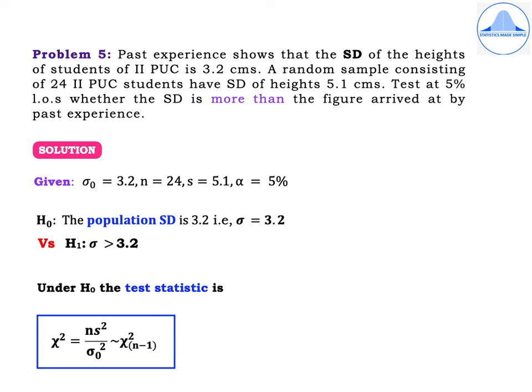H naught will be the population standard deviation is 3.2. That is, sigma is equal to 3.2 versus H1, sigma is greater than 3.2 because of the word more than. Under H naught, the test statistic is chi-square equal to ns square by sigma naught square, which follows chi-square with n minus 1 degrees of freedom.